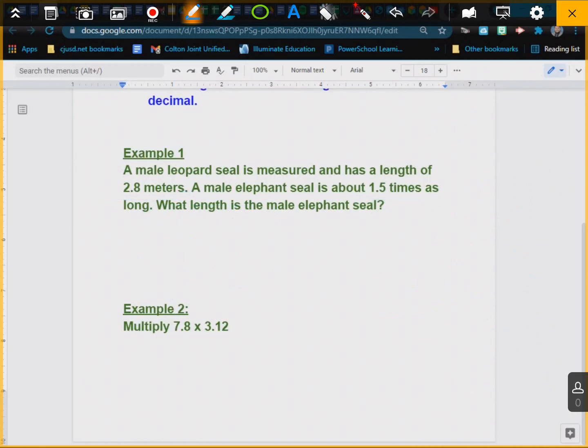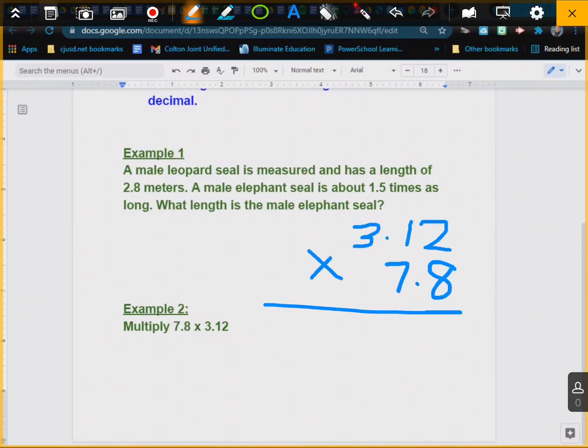Let's go ahead and do number 2. So this is multiply 7.8 times 3.12. I'm actually going to put 3.12 up top because I don't want to have three rows here and add all 3 of those. I'd rather just have 2. So you can, order doesn't matter. The commutative property of multiplication says order doesn't matter. So I'm going to have the bigger number on bottom because there's less digits to deal with. So let's go ahead and get started.